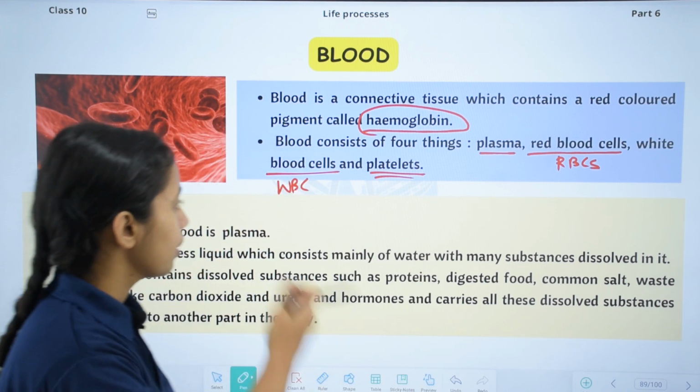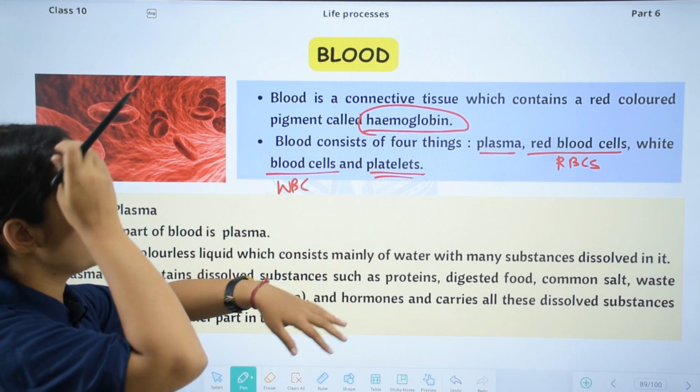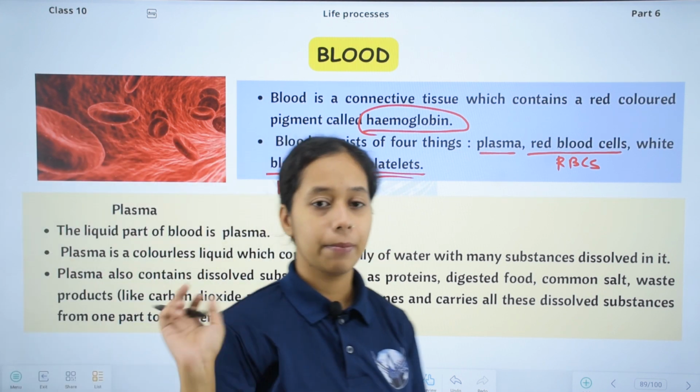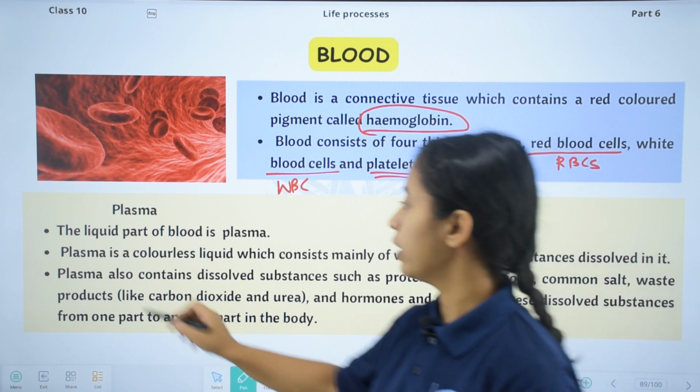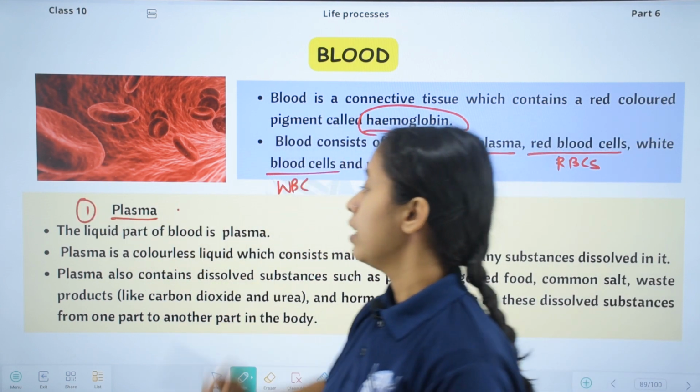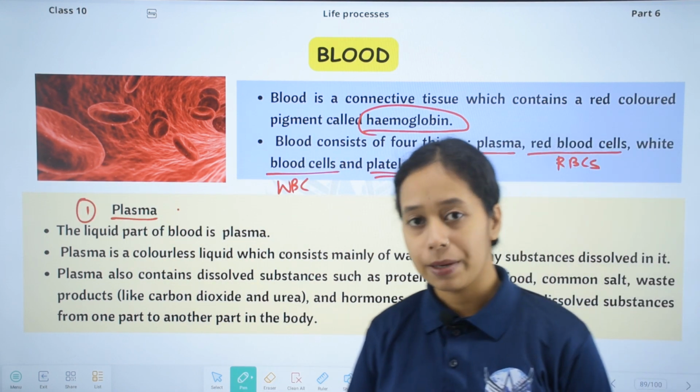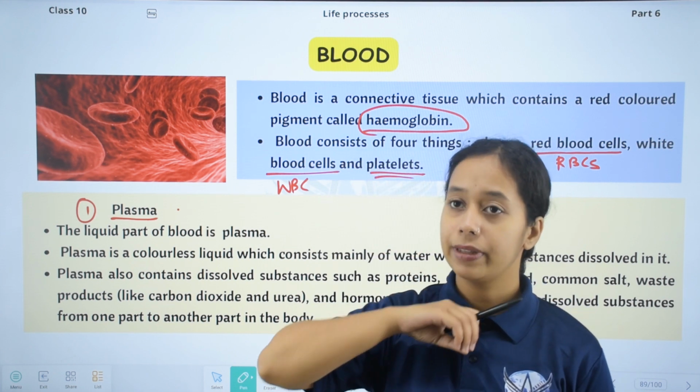So let us study about the four components of blood, starting with plasma. Number 1, we have plasma. The liquid part of blood is called plasma.